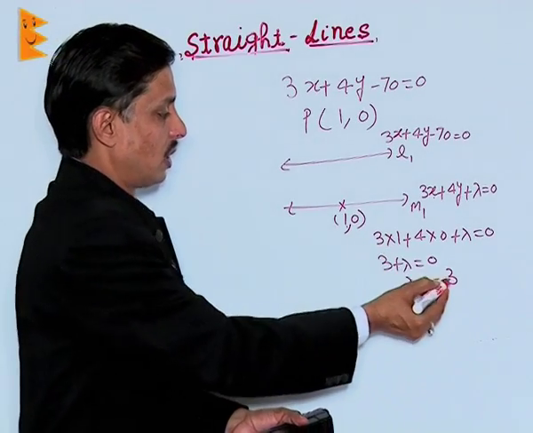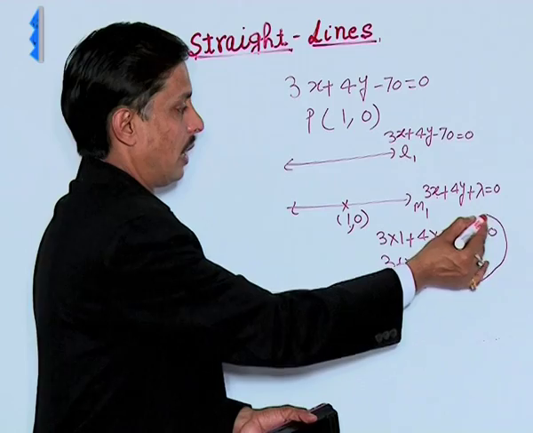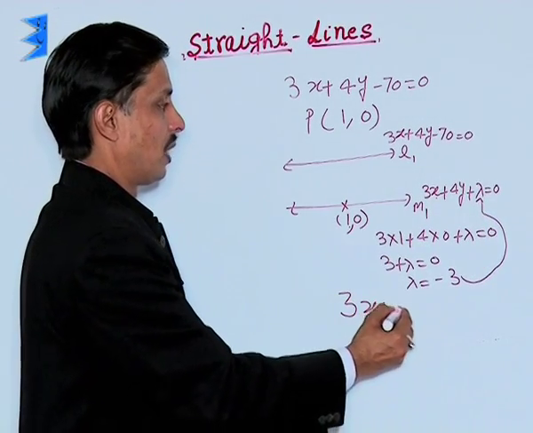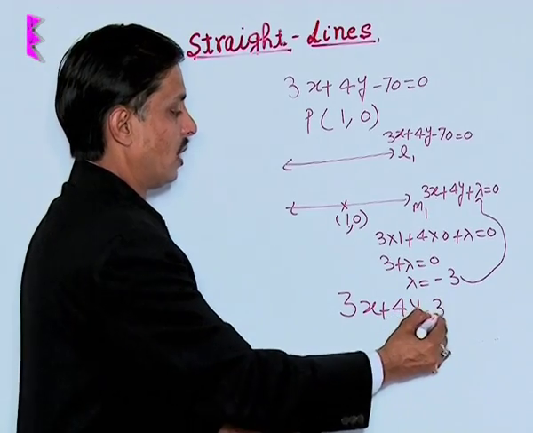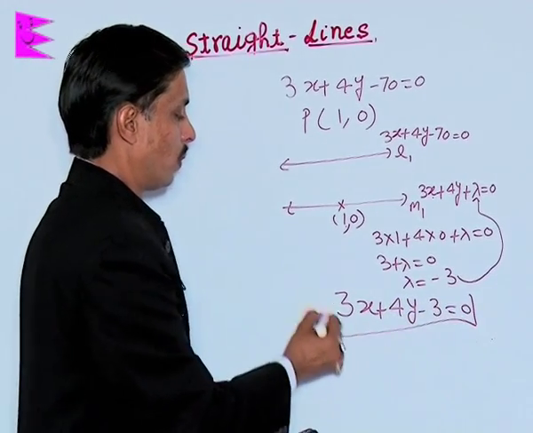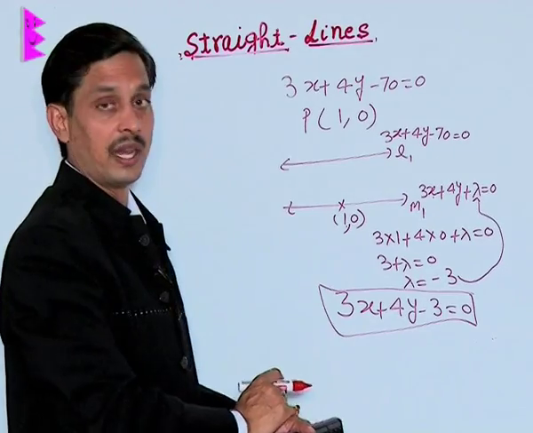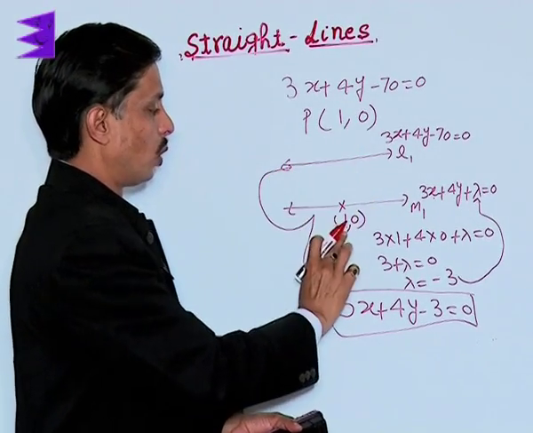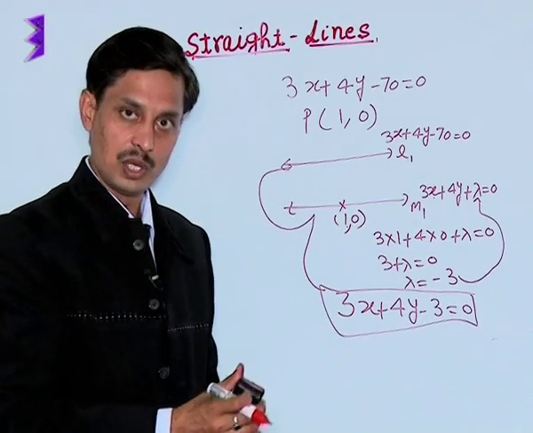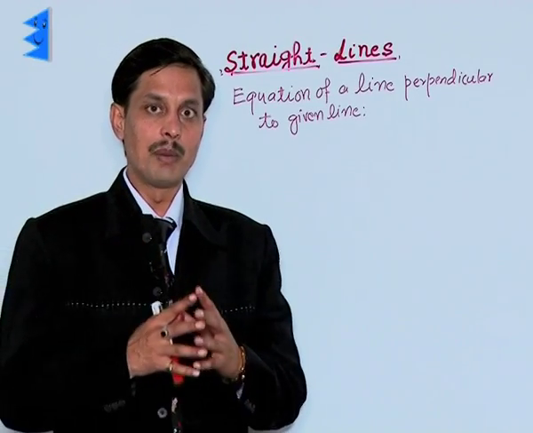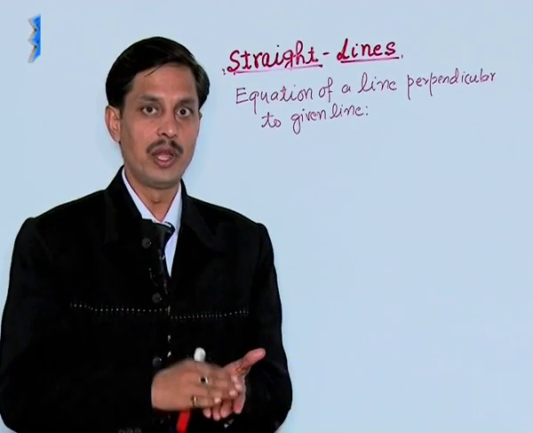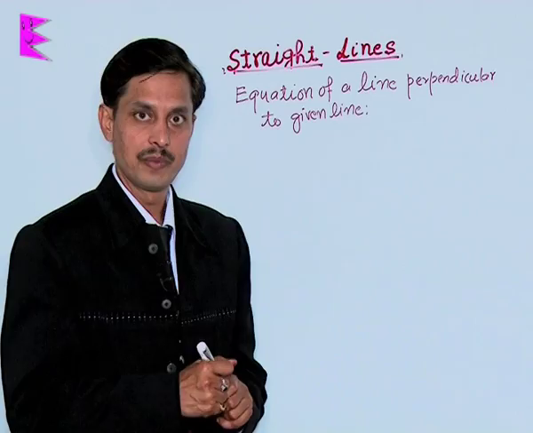Now, put the value of lambda as minus 3 here to get the final answer. That becomes 3x plus 4y minus 3 is equal to 0, which is the equation of the line which is parallel to the given line and passing through (1, 0). Now I am telling you how to find the equation of a line if it is perpendicular to a given line.